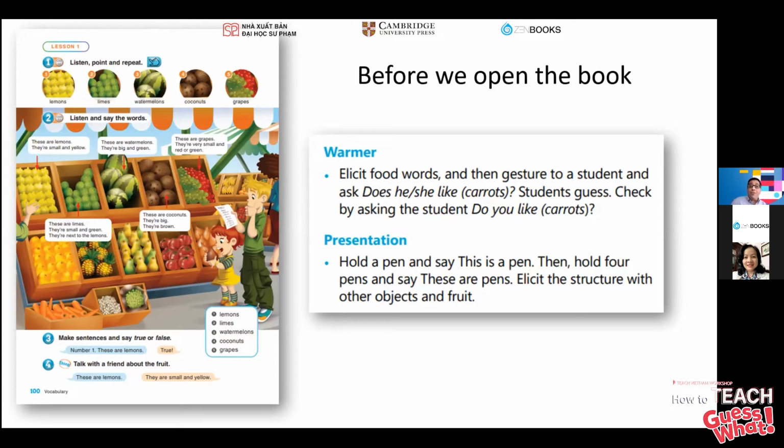And then we also have a bit of a presentation. You hold up a pen and say, this is a pen. And then we hold up 4 pens and say, these are pens. And we look at the structure because I want to review that we're talking about singular and plural. That we can do before we even open the book.